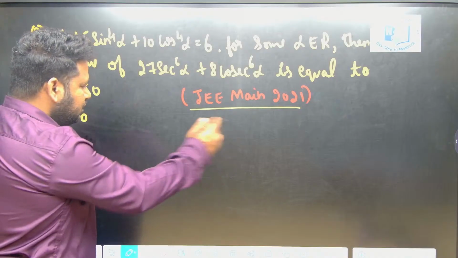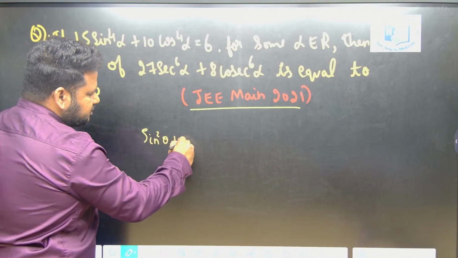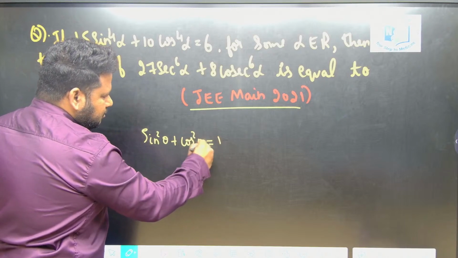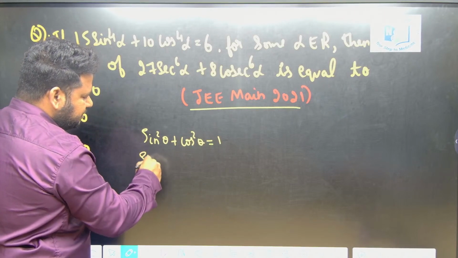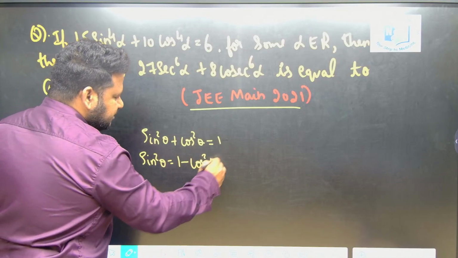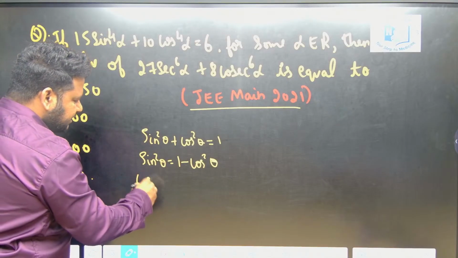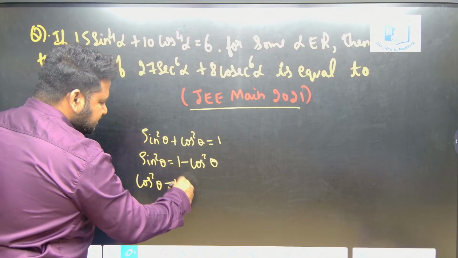What were the concepts that we used in this question, or the previous question which we solved? The only thing that we used is this identity, that is sin square theta plus cos square theta is equal to 1. That means sin square theta can be written as 1 minus cos square theta. Similarly, cos square theta can be written as 1 minus sin square theta.